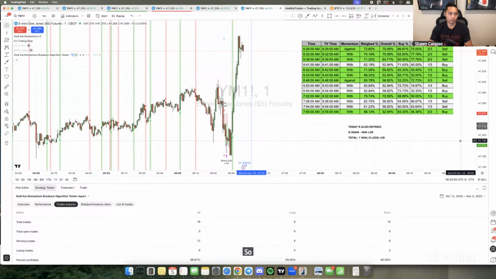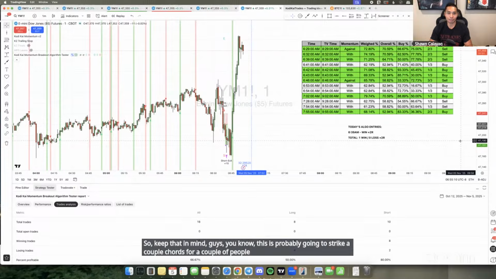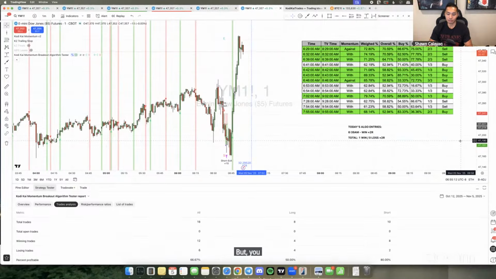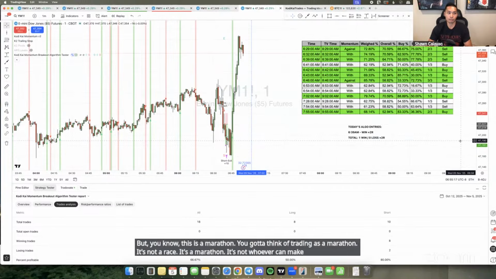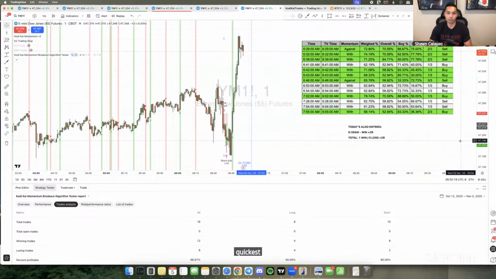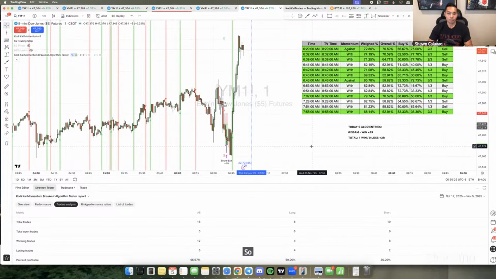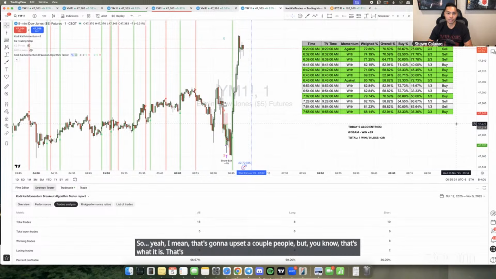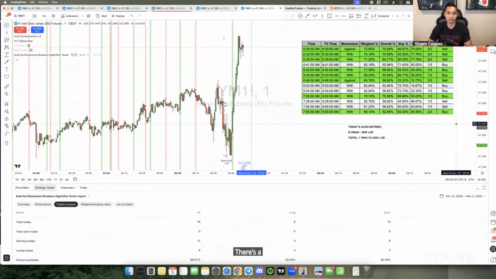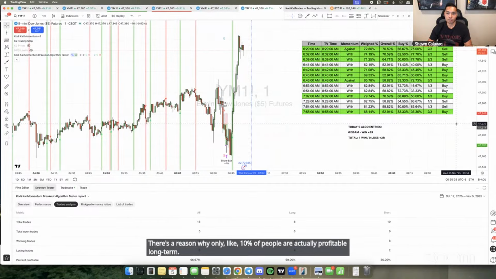So keep that in mind, guys. This is probably going to strike a couple chords for a couple of people because I'm sure this has happened to a lot of you guys. But this is a marathon. You've got to think of trading as a marathon. It's not a race. It's not whoever can make a million quickest. It's who can make that million and keep that million over a long period of time, right? That's going to upset a couple of people, but that's what it is. That's why not so many people last at trading. There's a reason why only like 10% of people are actually profitable long term, because it's a marathon.